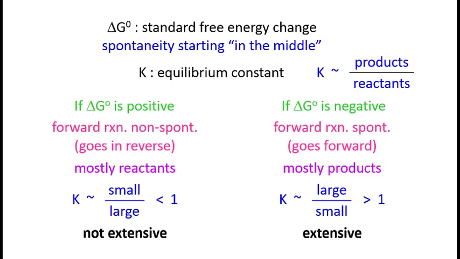Remember that spontaneity tells which way a reaction goes when it is probed. Extensiveness tells where a reaction ends up, regardless of where it starts.